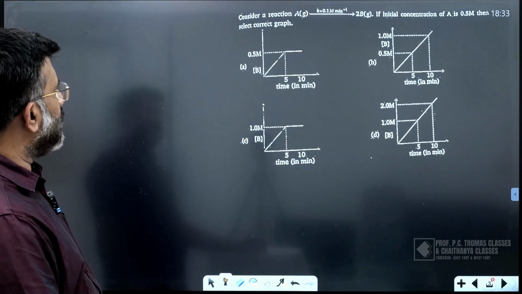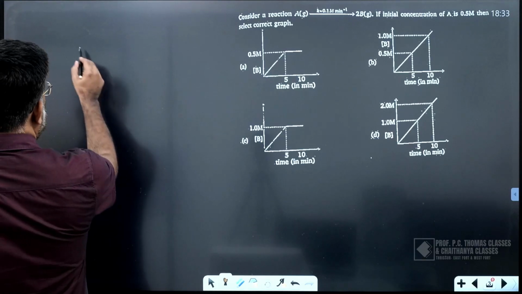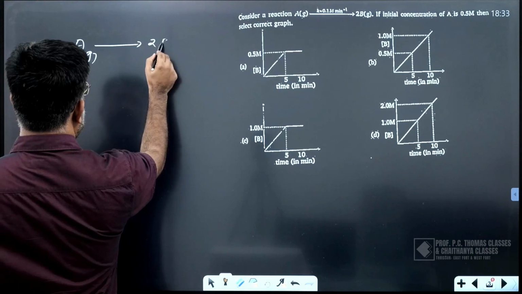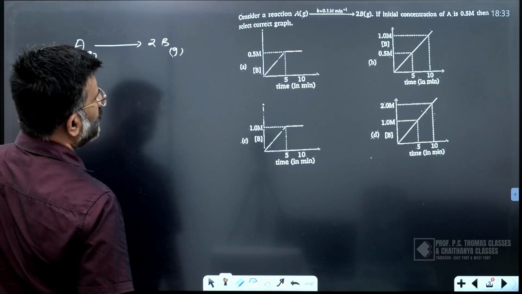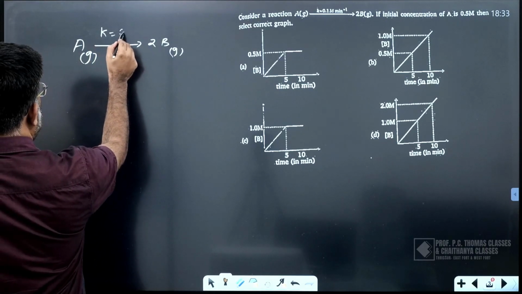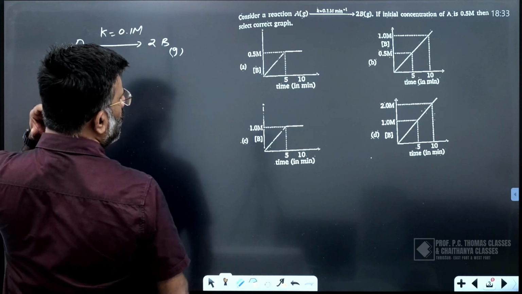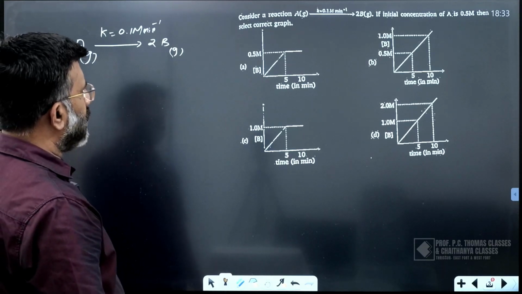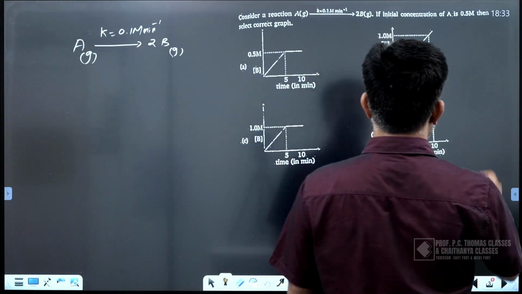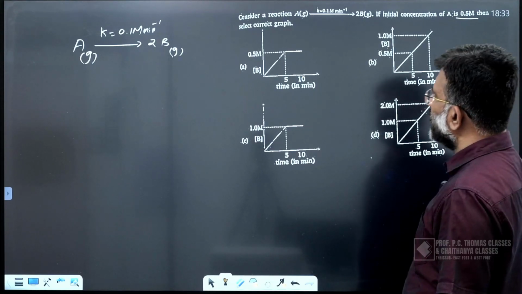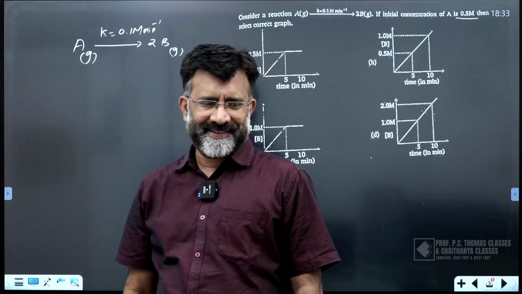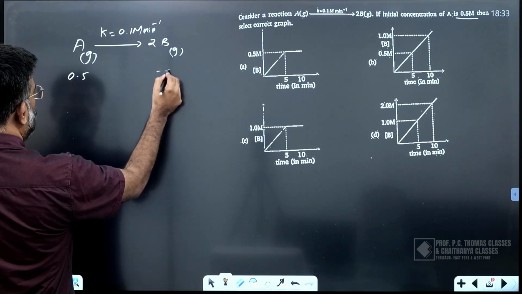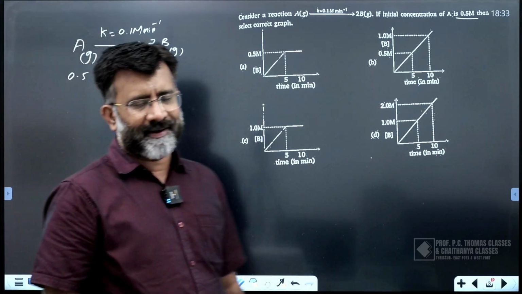Consider the reaction A giving 2B. It is A gas giving 2B gas with the K value given as 0.1 molar per minute. If the initial concentration of A is 0.5, then which is the correct graph? Initial concentration of A is 0.5 and obviously B is nil. What is the correct graph?